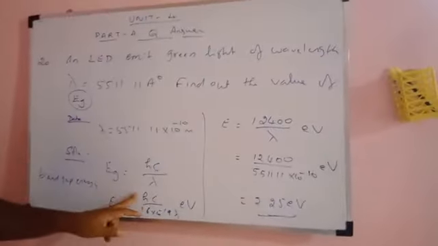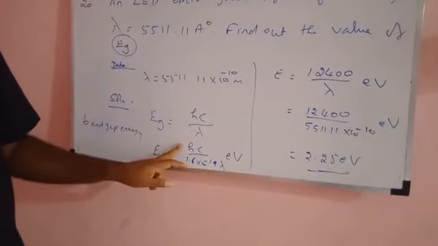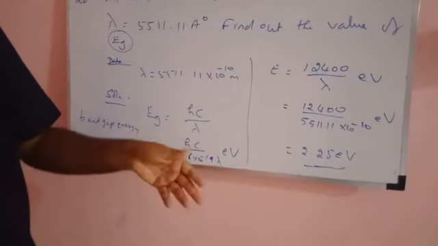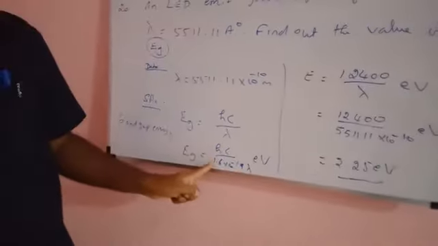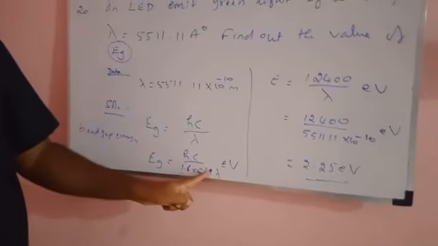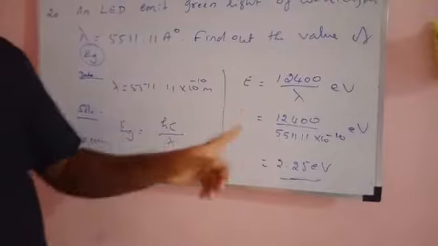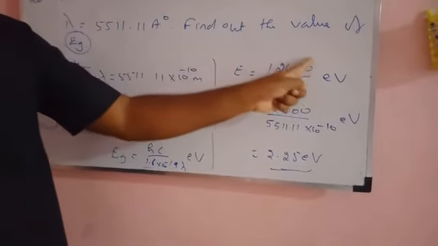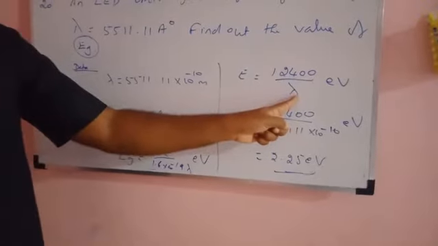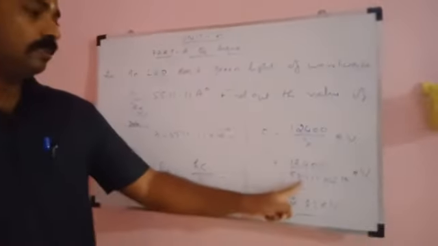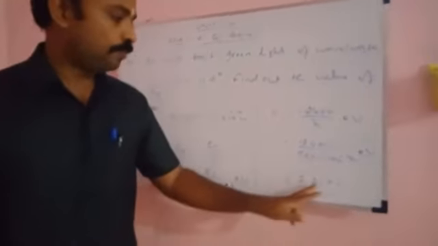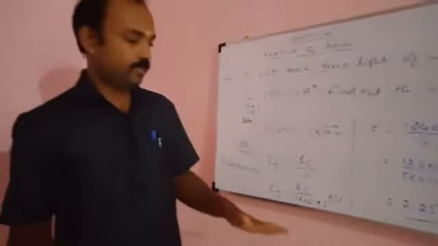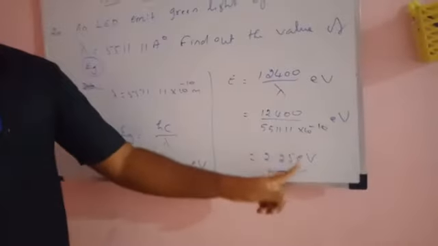Then hc, the value of h and the value of c we know. h is equal to 6.6 into 10 power minus 34, that we know. c is equal to 3 into 10 power 8, that value is given. Then hc by 1.6 into 10 power minus 19. As a result of that, you can get this 12400, then divided by lambda. Then the lambda value is known. By dividing these two values, you can get the answer, that is 2.25. The energy gap in the case of the LED is 2.25 electron volt.